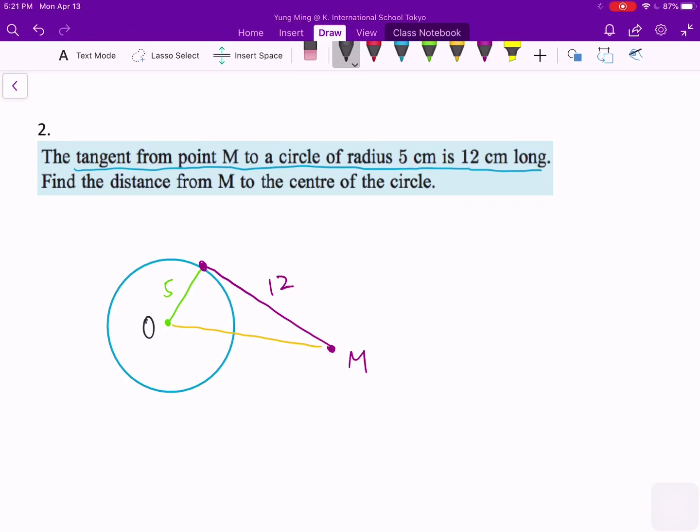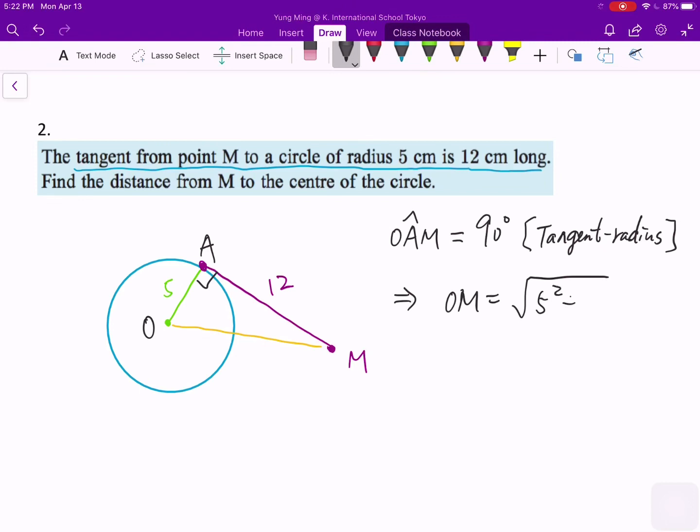Well, that's pretty easy, eh? First of all, you just need to say that OAM, let's call this point A, OAM has to be 90 degrees because of the tangent radius theorem. So that gives us 90 degrees over here, and that makes the whole problem so easy, because all we need to do is use Pythagoras' theorem. That's equal to 5 squared plus 12 squared. Some of you probably don't even need to do that calculation. You will know the answer is 13 centimeters. And that's it for this question.